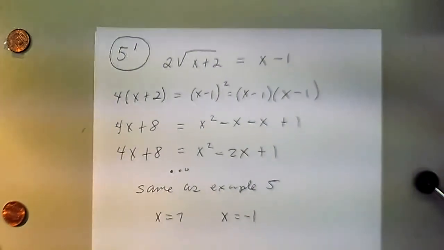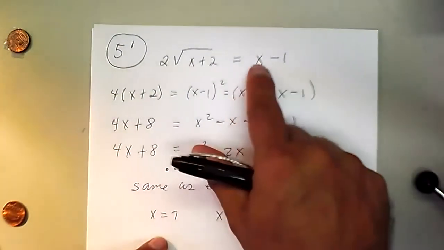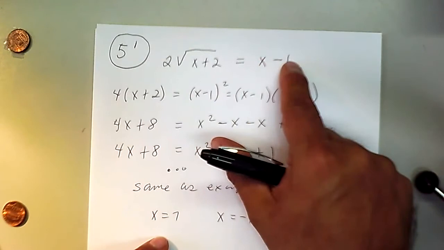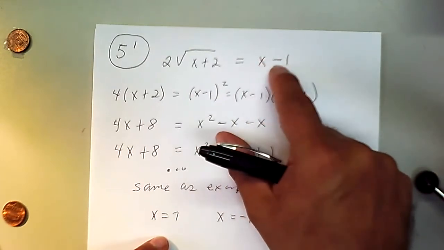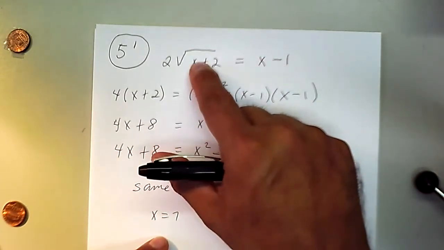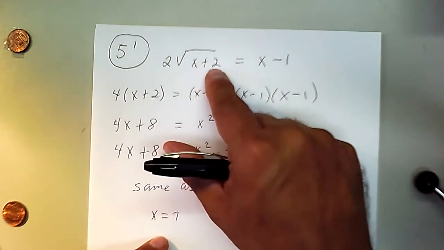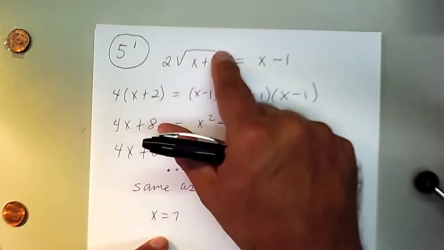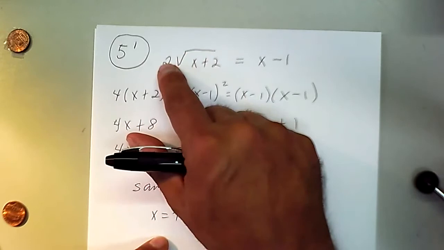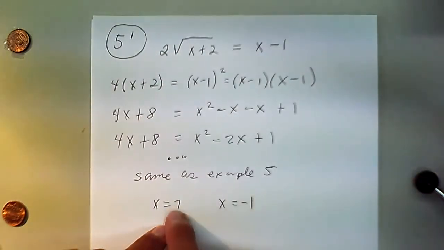All right. So if we put in 7 here, 7 minus 1 is 6. Okay, that's a good sign, but we have to make sure that it works here. 7 plus 2 is 9. Square root of 9 is 3. 3 times 2 is 6. Oh, we got a match. So this is a keeper.